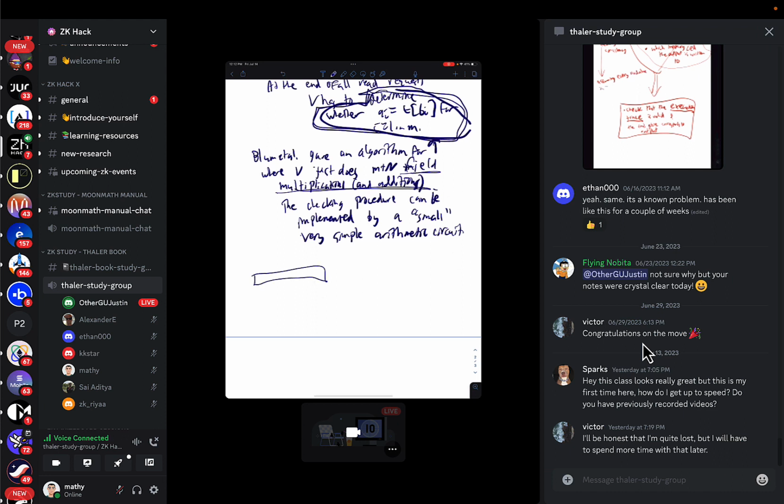Remember in an index lookup argument, like I said, A and B are committed, and we'll see in this algorithm, the prover commits to some extra non-deterministic advice, which it turns out to just be M plus N multiplicities or counts or something.